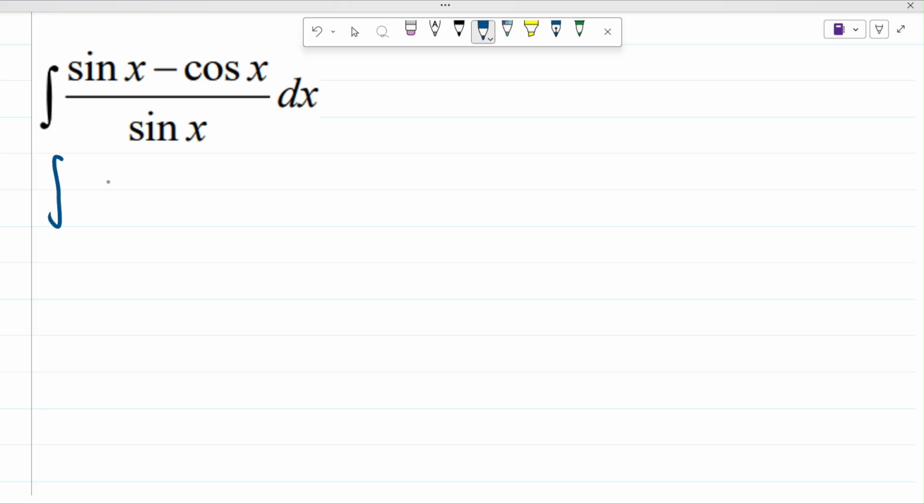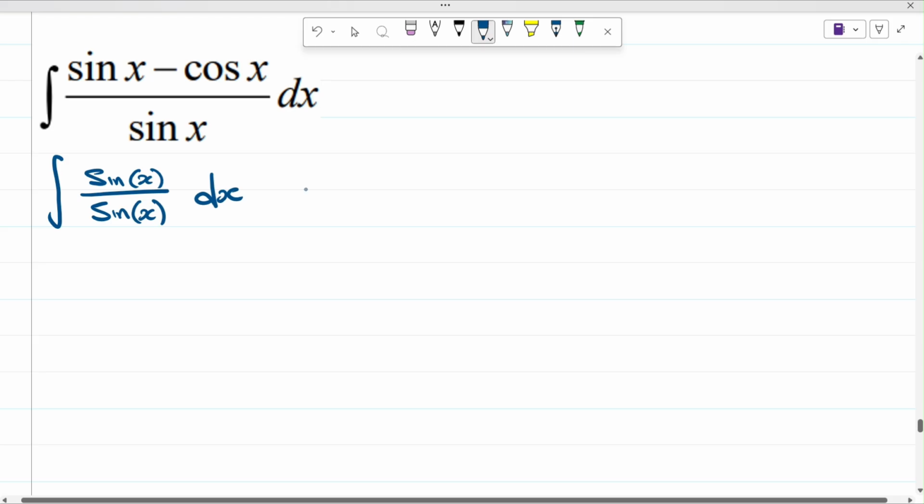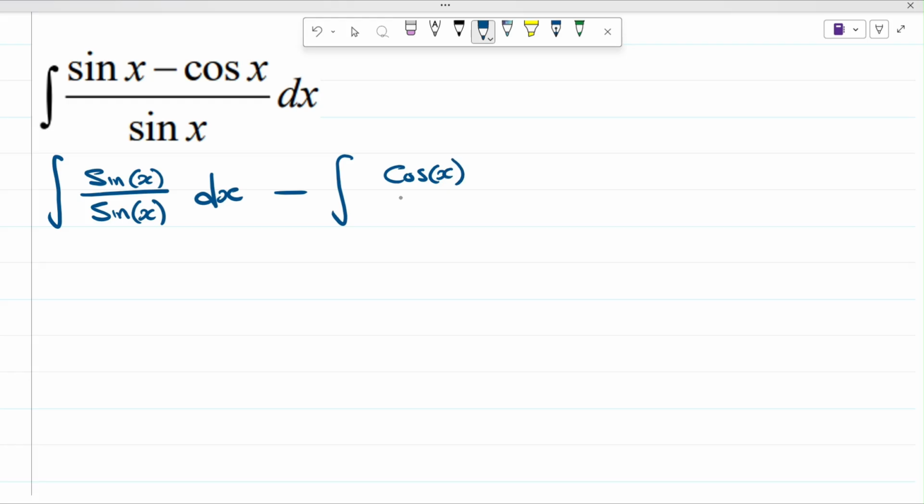So this is going to look like the integral of sine x over sine x dx, and then minus the integral of cos x divided by sine of x dx, just like that. And then from there, sine x over sine x, that's your 1, right? So this is going to be the integral of 1 dx minus the integral of cos x over sine x dx.